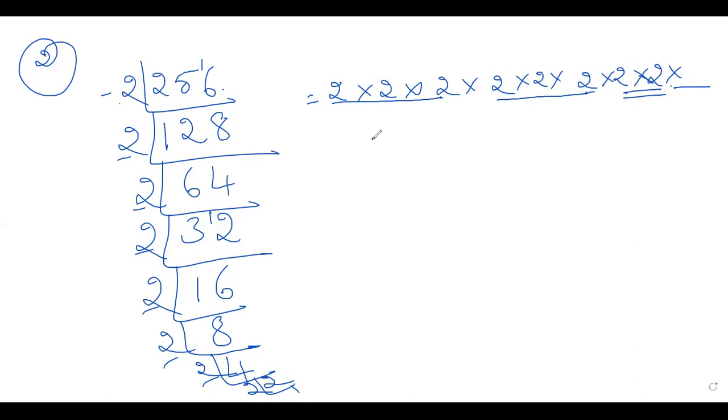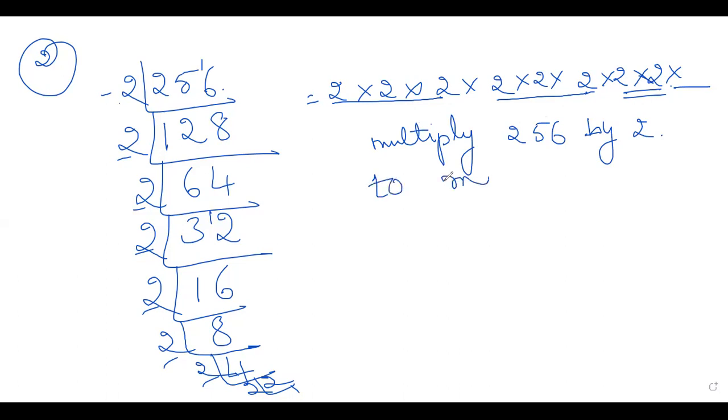So, multiply 256 by 2. We have to multiply 256 by 2 to make a perfect cube. Okay, students. Next one.